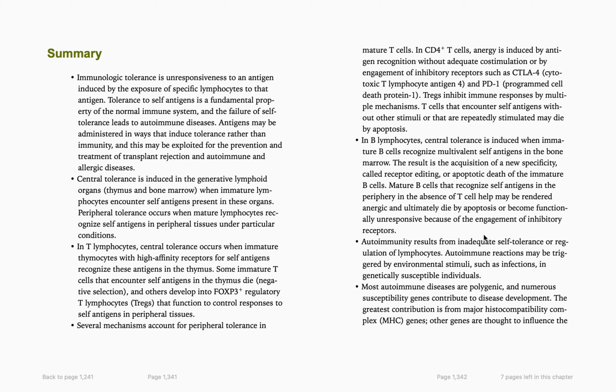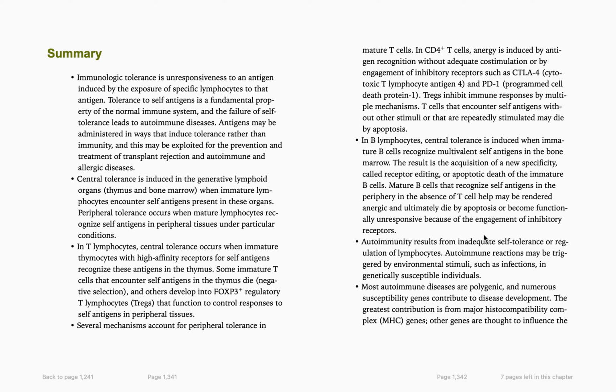Central tolerance is induced in the generative lymphoid organs, the thymus and the bone marrow, when immature lymphocytes encounter self-antigen present in these organs. Peripheral tolerance occurs when mature lymphocytes recognize self-antigen in peripheral tissue. In T lymphocytes, central tolerance occurs when immature thymocytes with high affinity receptors for self-antigen recognize this self-antigen in the thymus. Some immature T cells that encounter self-antigen in the thymus die, which is negative selection, and others develop into FOXP3 regulatory T lymphocytes, Tregs, that function to control responses to self-antigens in peripheral tissue.